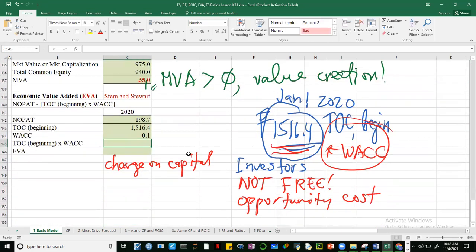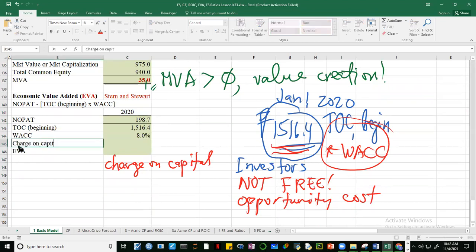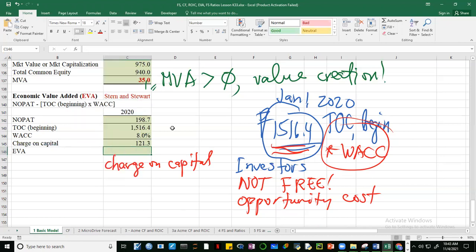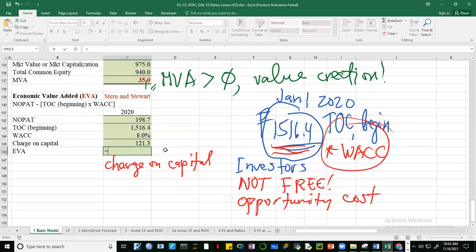Okay, therefore, we will call this the charge on capital. In other words, since the use of capital is not free, we'll tell management, this is your charge on capital. It's like interest on the use of capital. Therefore, guys, the real value they created is simply equal to the NOPAT minus the charge on capital. So this is what we now call the economic value added.